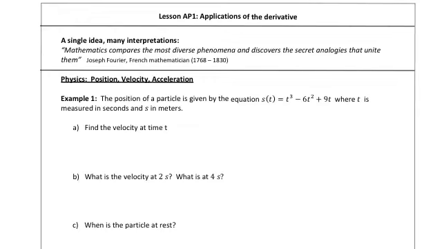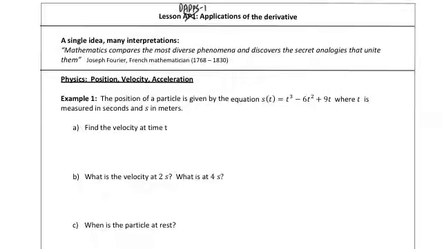Hi everyone. This is a lesson about the applications of the derivative, and it is actually going to be called DAPS for Derivative Applications 1, right? So this is our lesson DAPS 1, and it's a really great lesson because it shows us how a single idea, in this case the derivative, has so many interpretations. And that is what is so cool about mathematics.